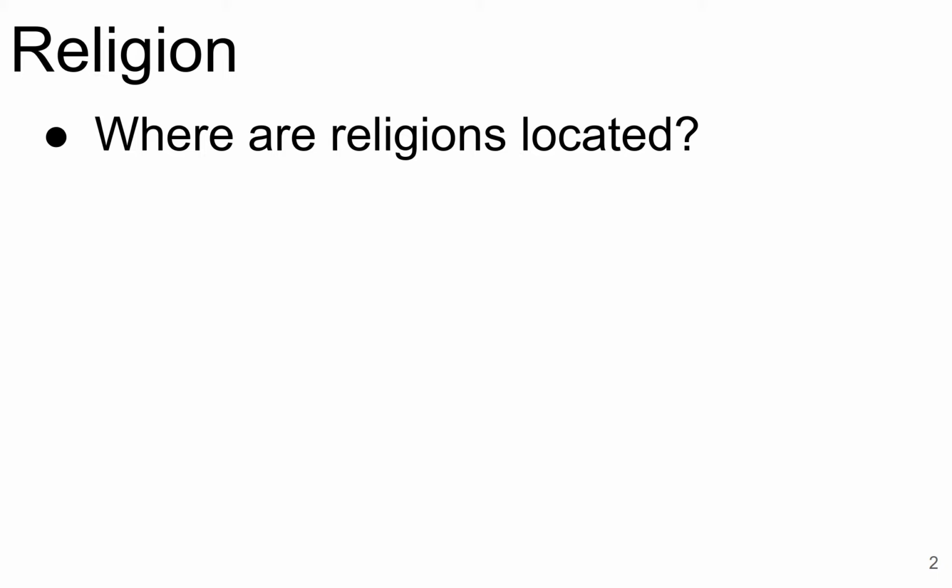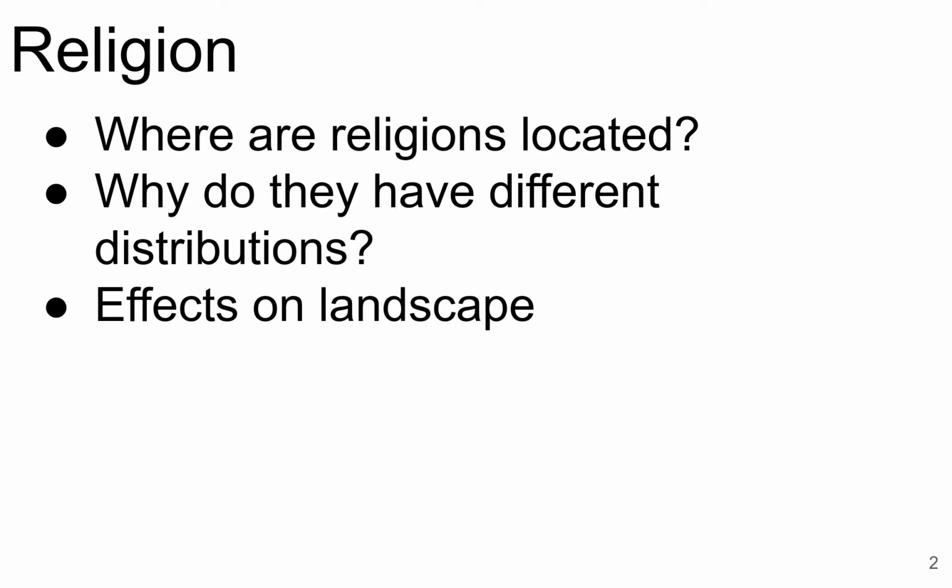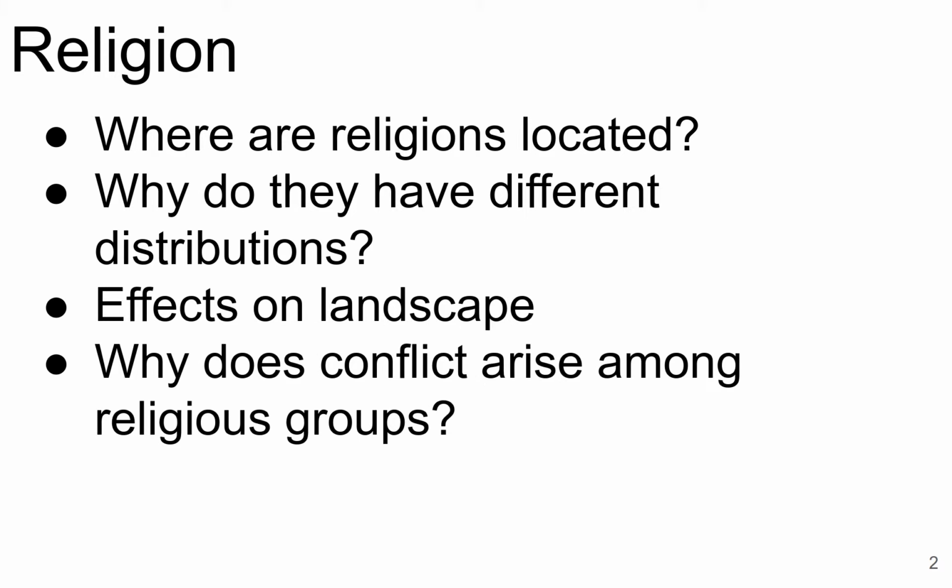So what are we going to look at in this chapter? We're going to look at where religions are located. Why do they have different distributions? Just like language, some religions are found in one small part of the world, and other religions are found all over the world and have millions of followers. What are some of the effects on the landscape? Why does conflict arise among religious groups?